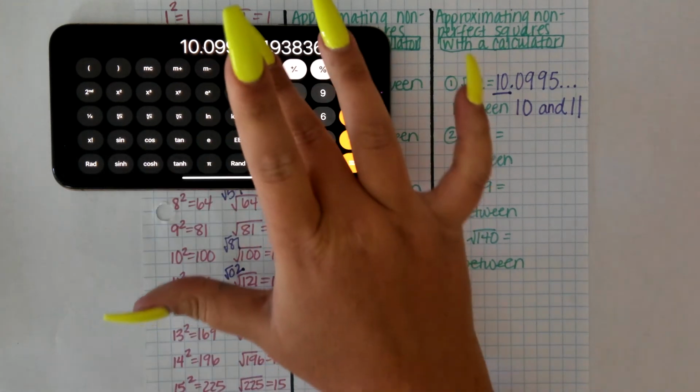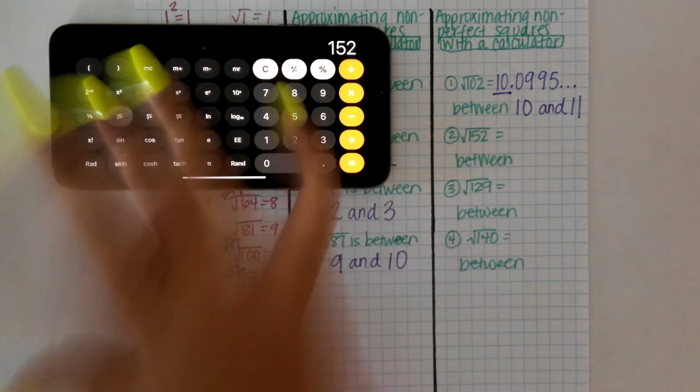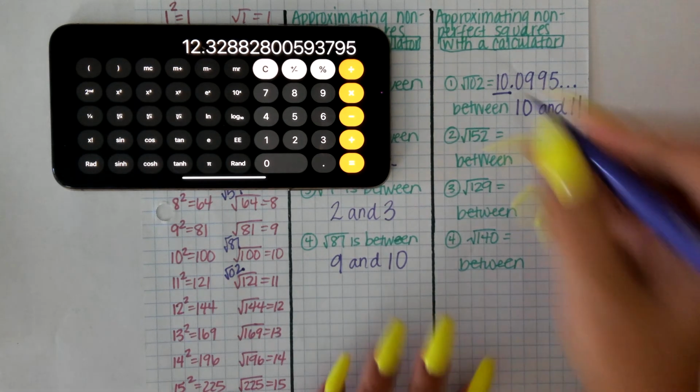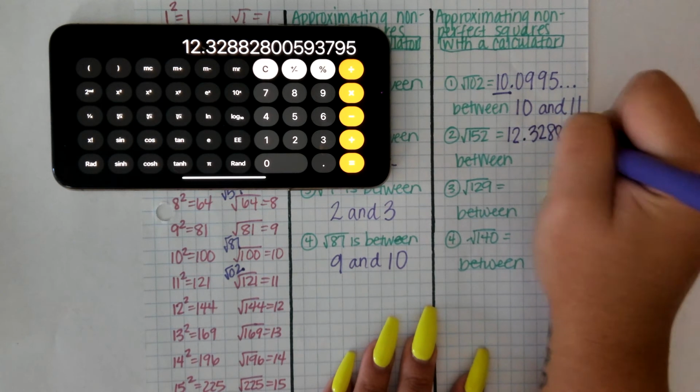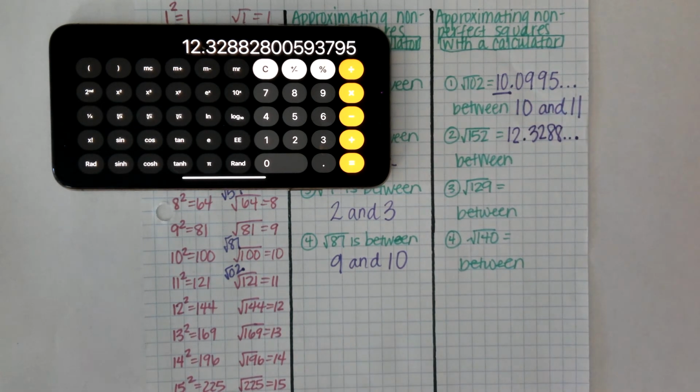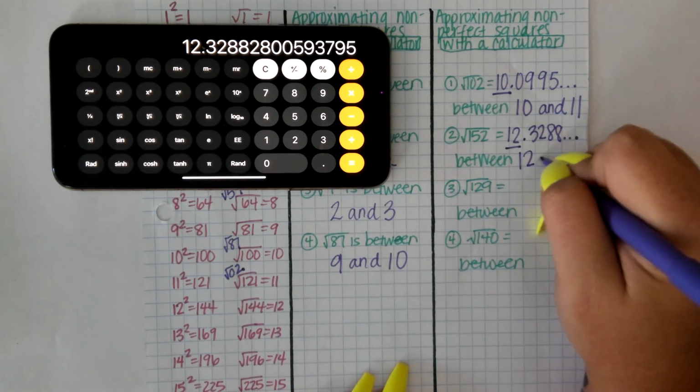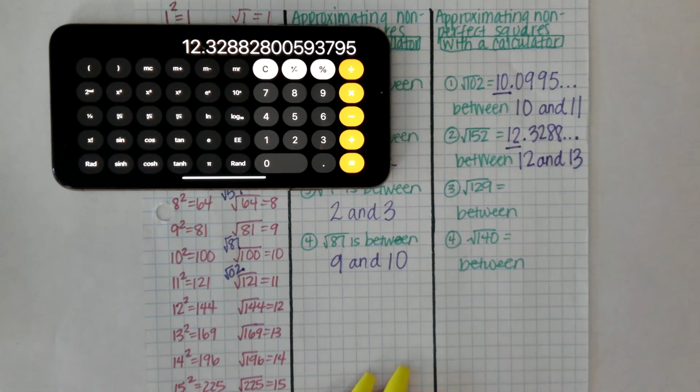Okay, number 2, 152. So the square root of 152 is 12.3288. It is also irrational since it is non-perfect. So I'm going to look at the first number, that is 12. So I know that it is between 12 and 13.